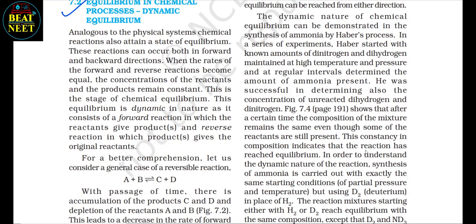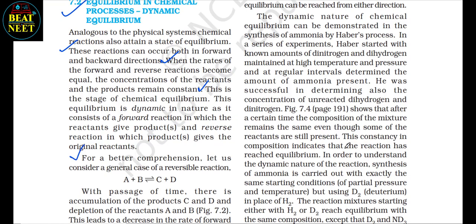Analogous to the physical system, chemical reactions also attain a state of equilibrium. These reactions can occur both in forward and backward directions. When the rates of the forward and reverse reactions become equal, the concentrations of the reactants and the products remain constant. This is the stage of chemical equilibrium. This equilibrium is dynamic in nature as it consists of a forward reaction in which the reactants give products and a reverse reaction in which the products give the original reactants.